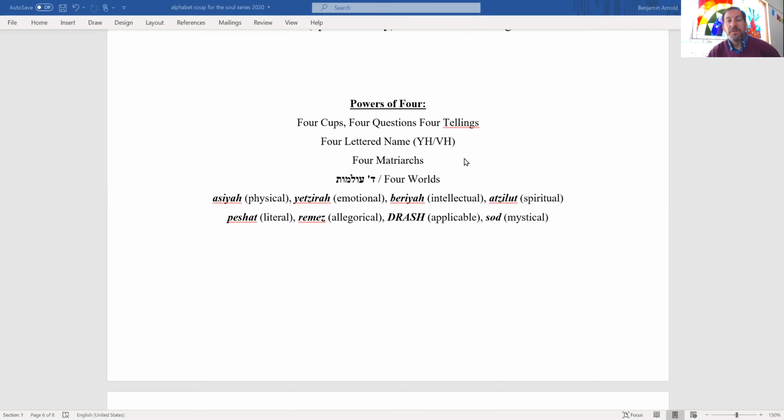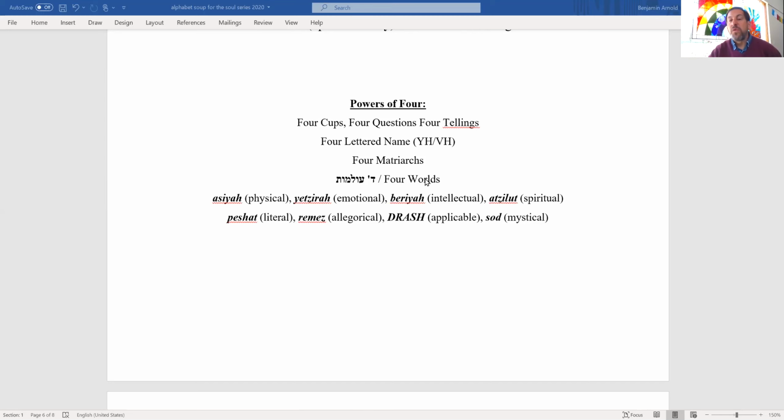There are also 4 matriarchs, or 4 primary matriarchs according to tradition. Sarah, Rebecca, Rachel, and Leah. They're used in the blessings for daughters at the Shabbat table. And they're coupled with the 3 patriarchs, Abraham, Isaac, and Jacob, to make a collective of 7.